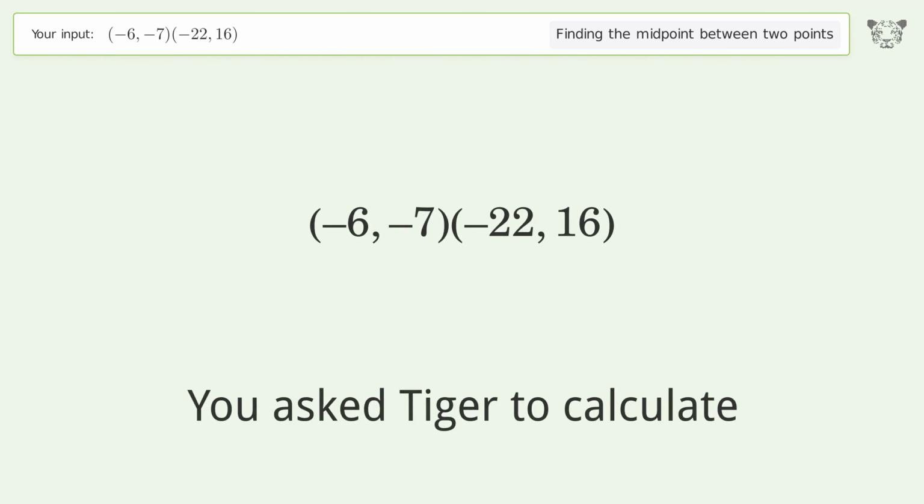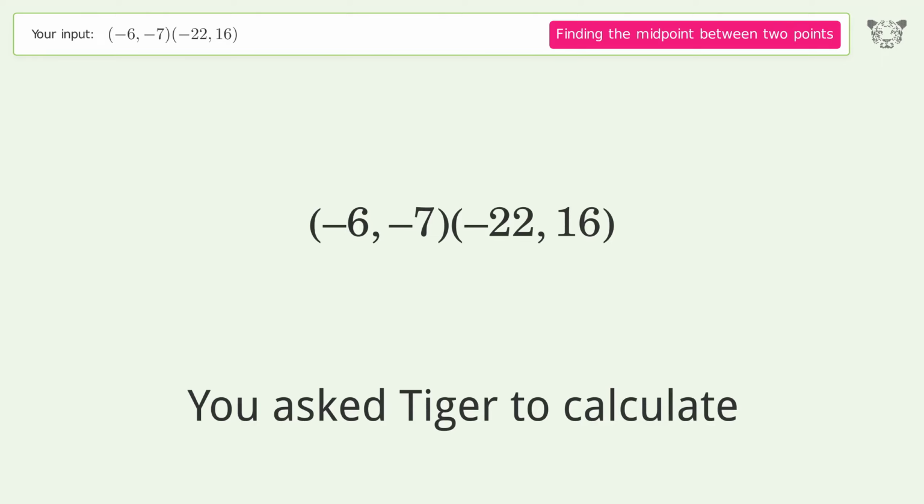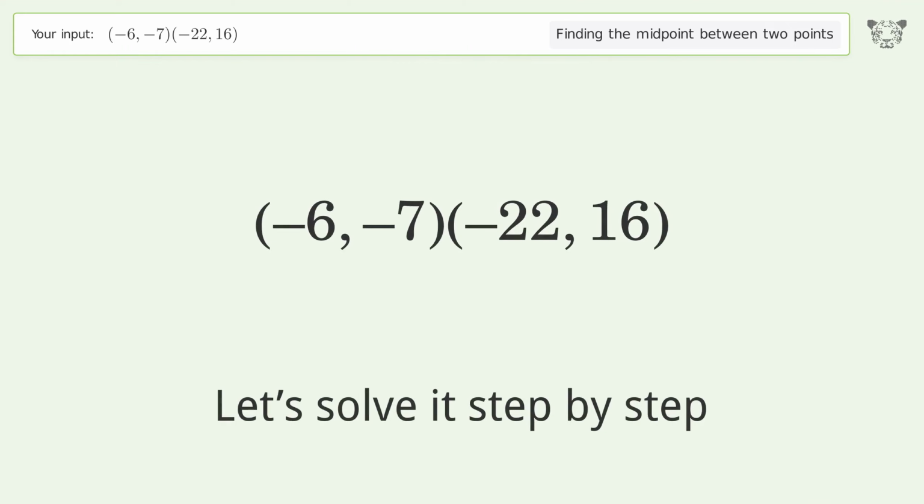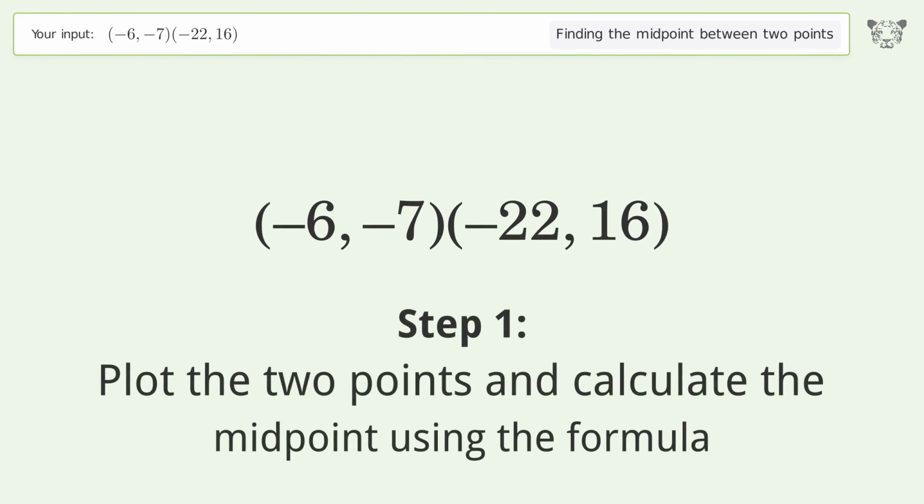You ask Tiger to calculate. This deals with finding the midpoint between 2 points. The midpoint between the 2 points is -14, 4.5. Let's solve it step by step. Plot the 2 points and calculate the midpoint using the formula.